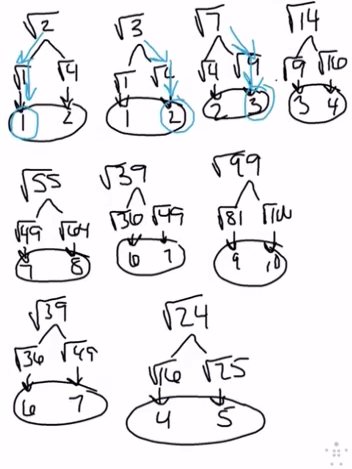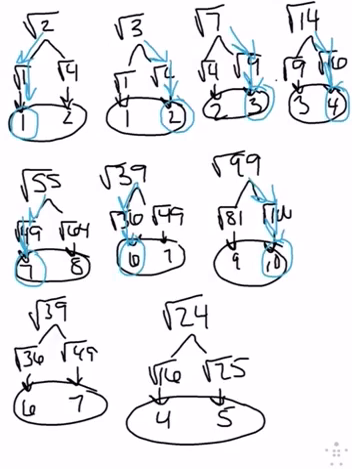Number 13, the square root of 14 is closer to 16, which is 4. Number 14, the square root of 55 is closer to 49, which is 7. Number 15, the square root of 39 is closer to 36, which is 6. The square root of 99 is closer to 100, which is 10.